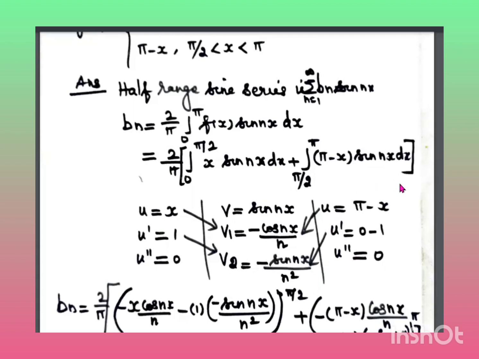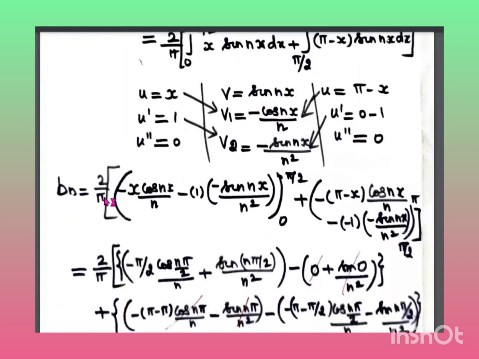For the second integral, u is equal to pi minus x. u dash: differentiating pi gives 0 and differentiating x gives minus 1, so u dash is minus 1. u double dash is equal to minus 1 differentiated, which is 0. For both integrals sin nx is common, because we have taken it as v.